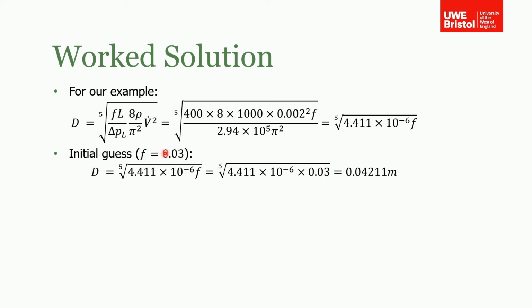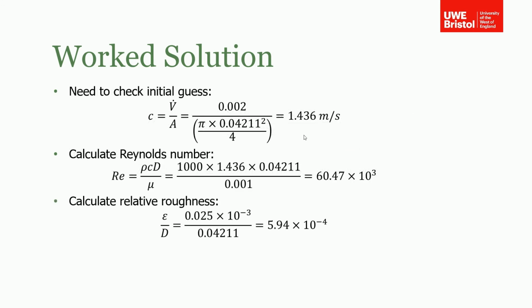Starting off with the initial guess, as I said, in the middle of the Moody diagram with a friction factor of 0.03, our first guess at the diameter is 0.042 meters, or 4.2 centimeters. So now we have a diameter, but obviously we made that on a complete guess. So we need to check if this is right. We need to work out the Reynolds number and relative pipe roughness to see where this puts us on the plot. Once we've got the diameter, we can work out the velocity from the volumetric flow rate. That gives us a velocity of 1.4 meters per second.